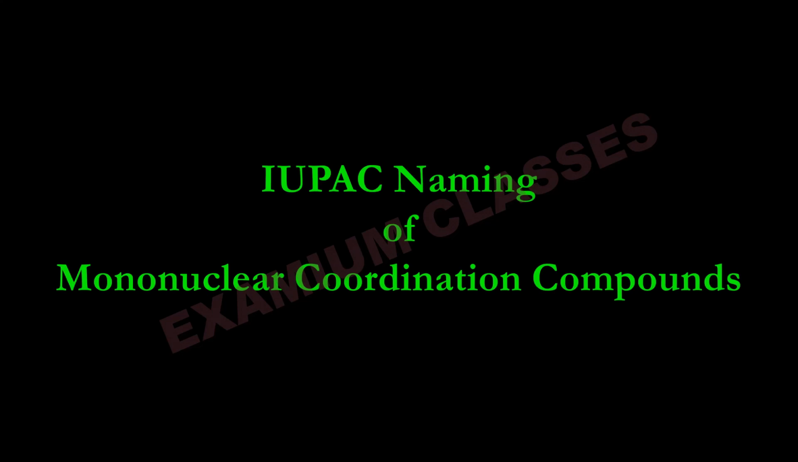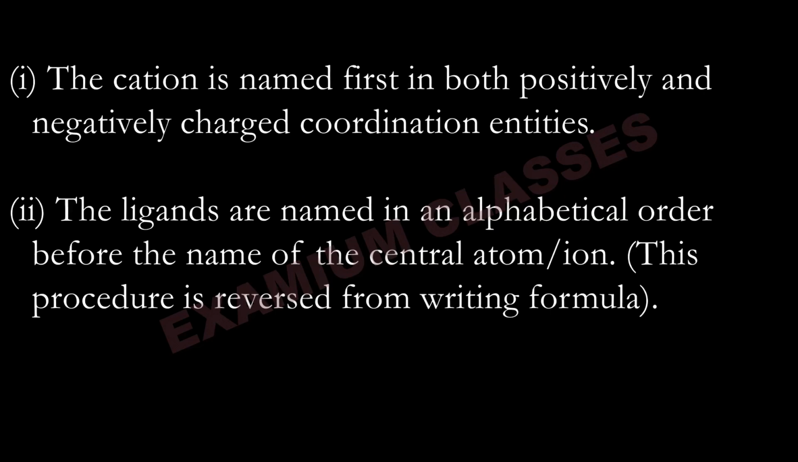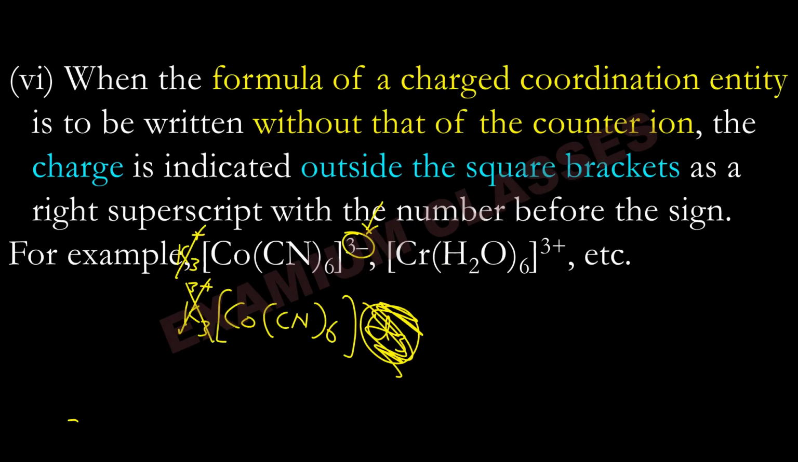Now there is some difference. When I say IUPAC naming, it is different from writing the formula. Formula is simple, it's not tough. Within the coordination entity, you first write the metal, and then you write the ligands. Among the ligands, you specifically enclose those in parentheses which are polyatomic. Primary valence is written outside, secondary valence is written inside. Now this one is very important: the cation is named first in both positively and negatively charged coordination entities. So as I said, I'm just going back to the two coordination entities we talked about in this case.